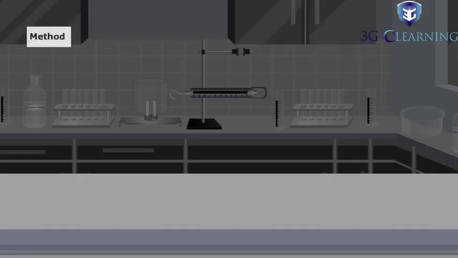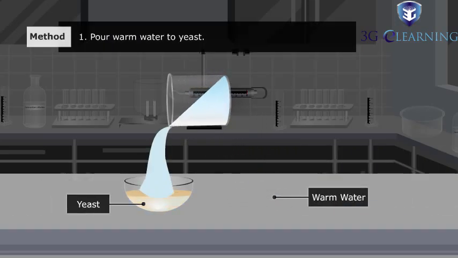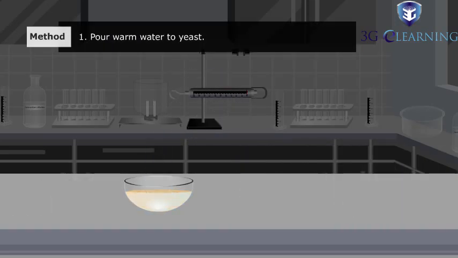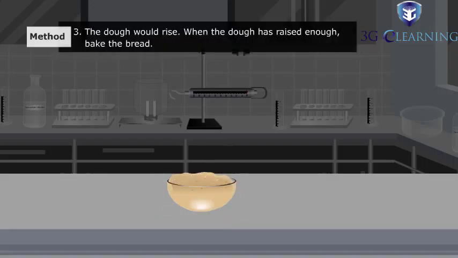Method. Let's now discuss the methods which we are going to apply in this activity. Step 1. Pour warm water to yeast. Step 2. To make bread dough, add large quantity of yeast soaked in water and keep the dough aside for some time. Step 3. The dough would rise. When the dough has raised enough, bake the bread.